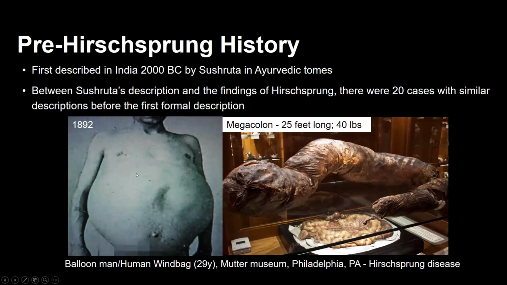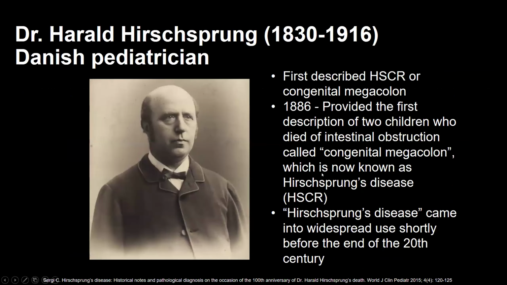And in 1892, there was a gentleman known as the human windbag or the balloon man. At 29 years of age, he has a photograph here, and you can actually see his megacolon, which is quite long and distended, at 25 feet long. You can see it in the Mutter Museum in Philadelphia if you're ever interested. I've seen it before. It is quite impressive.